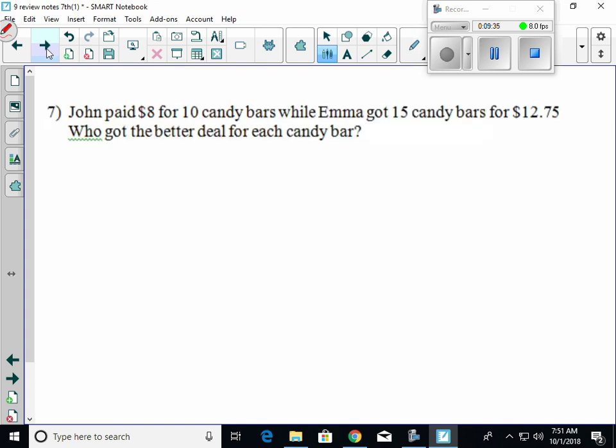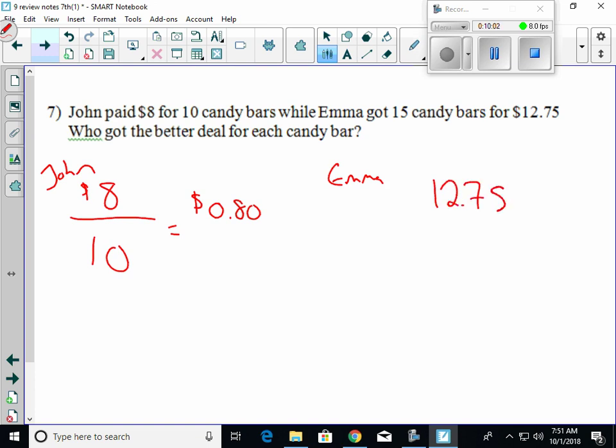All right, here's one to try. See who got the better deal for each candy bar. On John's side, it's $8 for 10 candy bars. So if I divide those, I'm getting 80 cents for one. And on Emma's side, it's $12.75 for 15 candy bars.